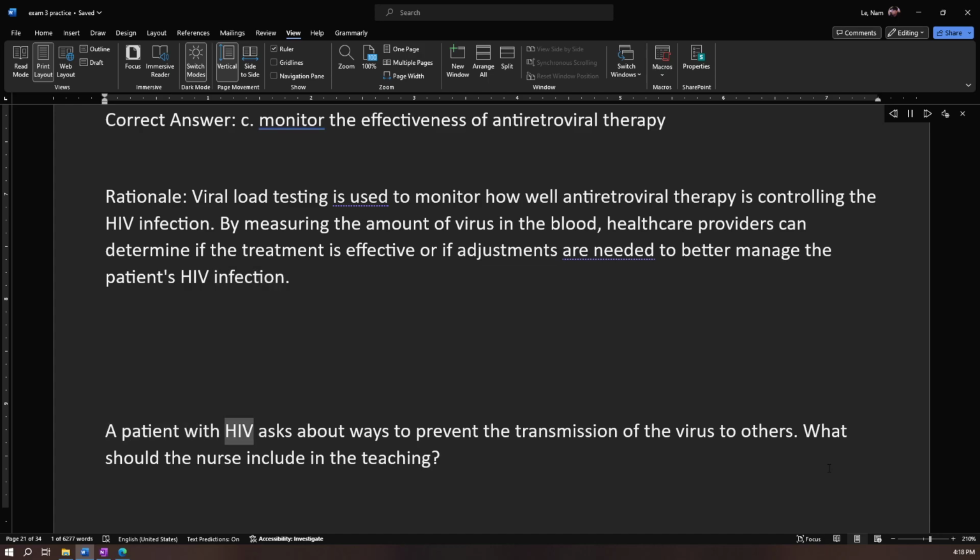A patient with HIV asks about ways to prevent the transmission of the virus to others. What should the nurse include in the teaching? A.